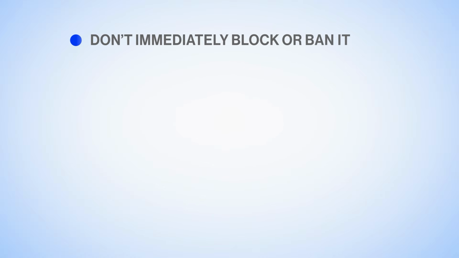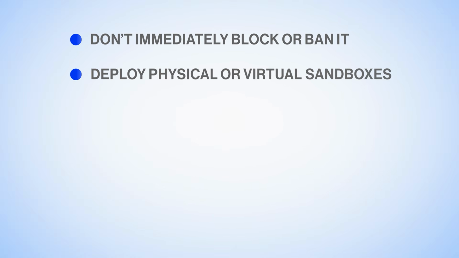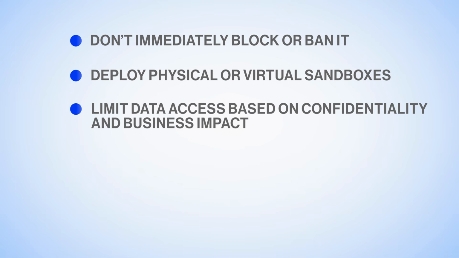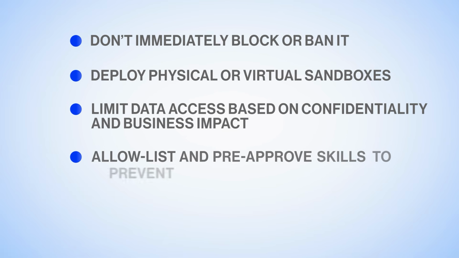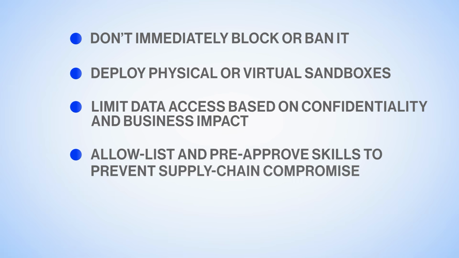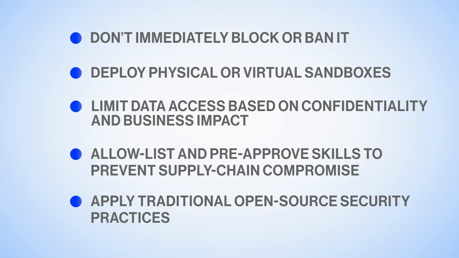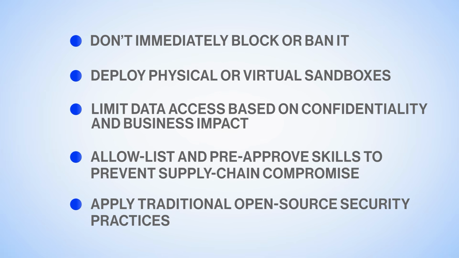So there you have it. My top 5 recommendations for securing Clawbot use are: 1, don't immediately block or ban it. 2 is apply physical or virtual sandboxes. 3 is control data access by confidentiality and impact. 4 is to allow list approved skills to avoid supply chain infiltrations. And then 5 is to apply traditional open source security practices for the same purpose. So that's why Clawbot just changed AI risk forever, and 5 things that you can do about it.